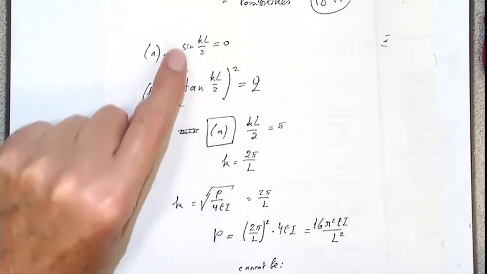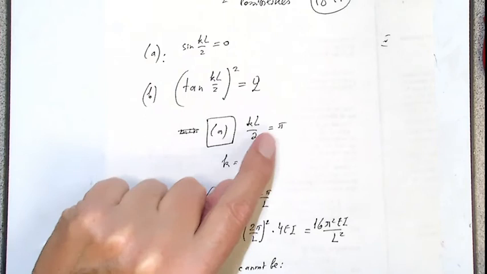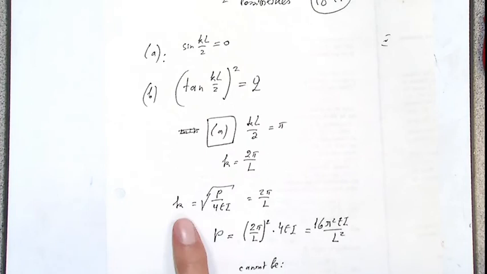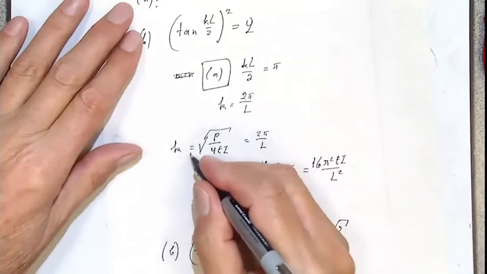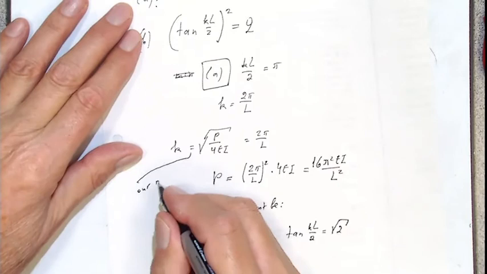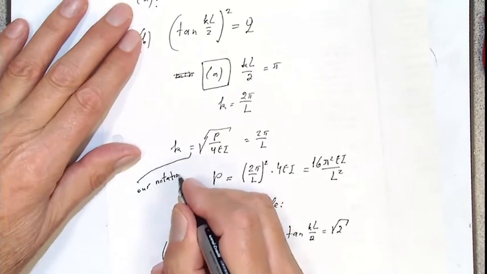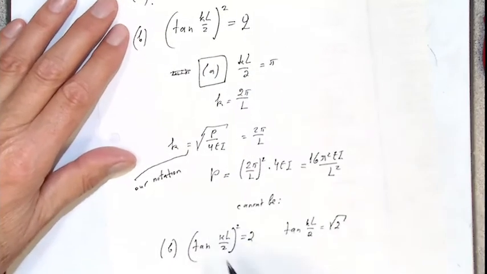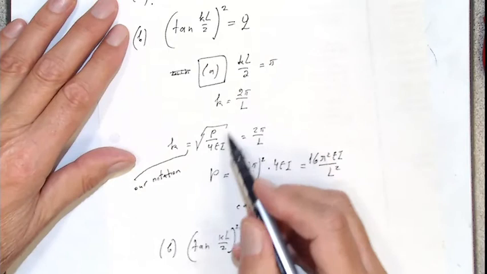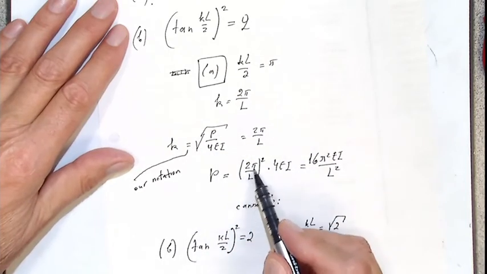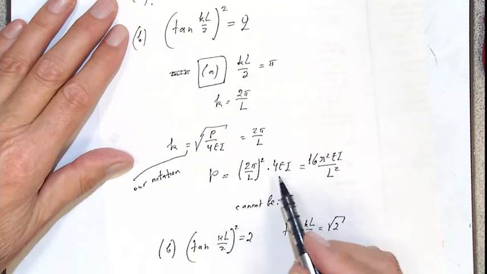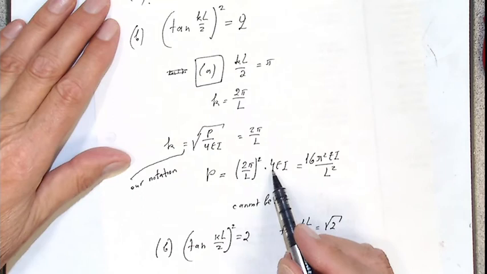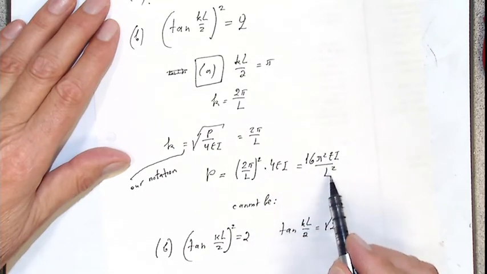First solution. Sine kL over 2 equals 0 means kL over 2 equals pi. So from here we get k. k equals 2 pi over L. What is k? We denote it, that was our notation. P over 4EI, that equals 2 pi over L. So from here we get P. I square this and square this. We get 2 pi over L squared and times 4EI. So that is 2 squared is 4, times 4 is 16. 16 pi squared EI over L squared.